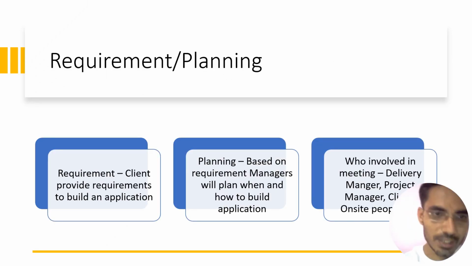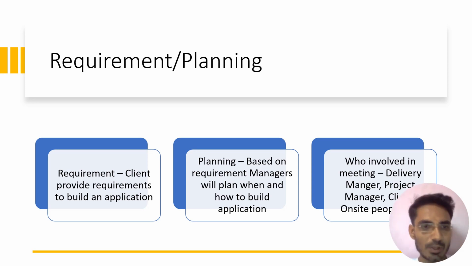Okay. So first, what is requirement and planning? Requirement means the client provides the requirements to build an application. In IT companies, you will see there are two types of companies: first is product based and second is service based. In product based companies, they make their own product, and in client service based companies they provide the service to the client. So they will get requirements from the client, build the project, and send it back to the client.